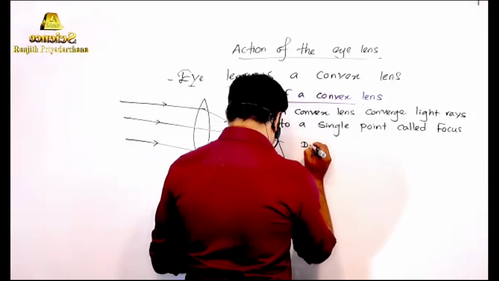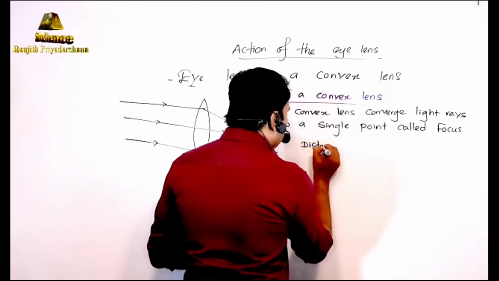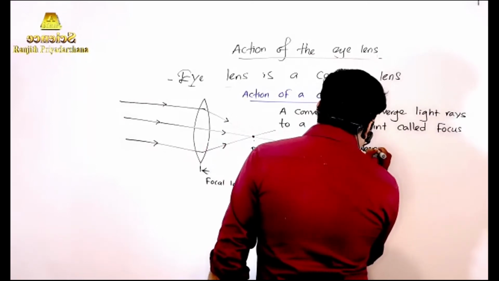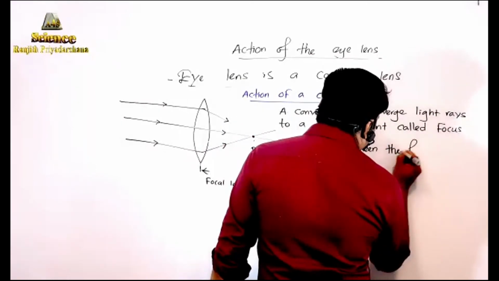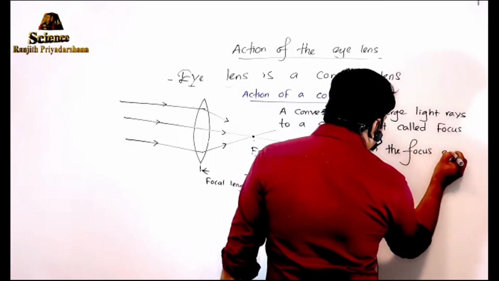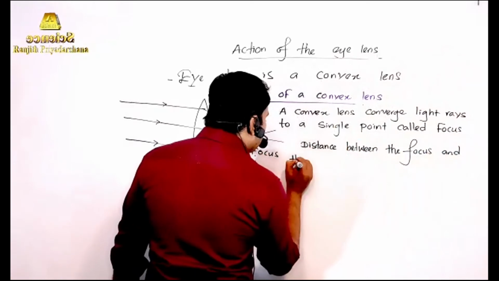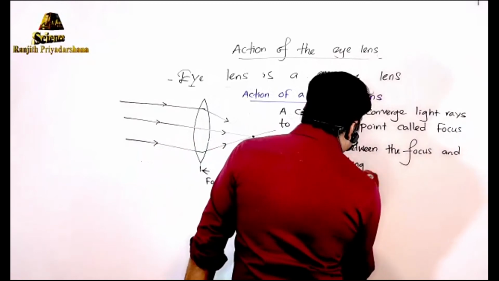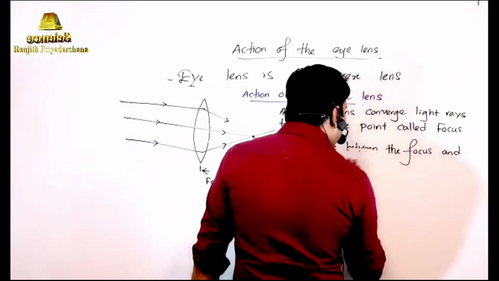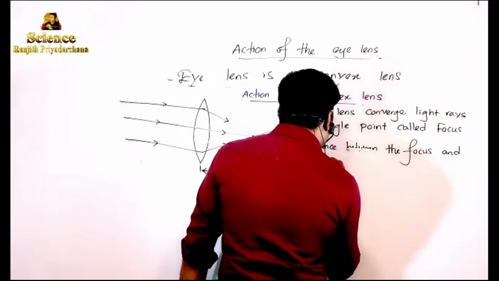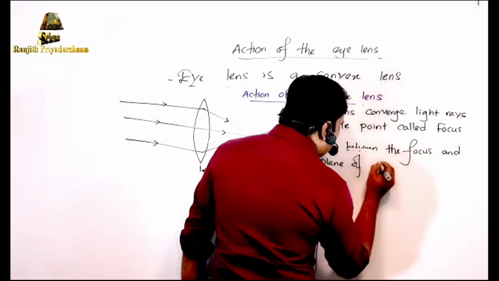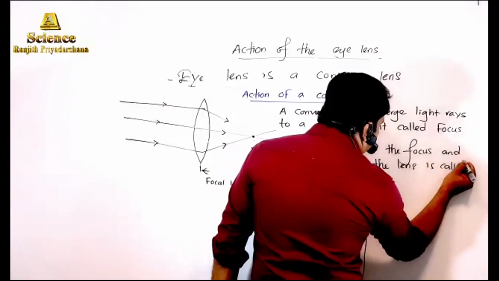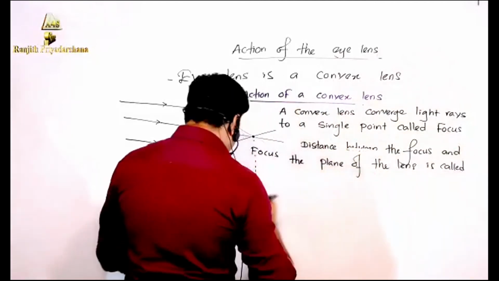Displacement. Distance between the focus and the plane of the lens is called focal length.